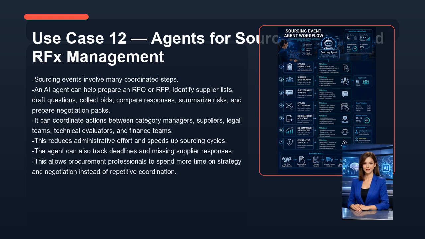It can coordinate actions between category managers, suppliers, legal teams, technical evaluators, and finance teams. This reduces administrative effort and speeds up sourcing cycles. The agent can also track deadlines and missing supplier responses. This allows procurement professionals to spend more time on strategy and negotiation instead of repetitive coordination.